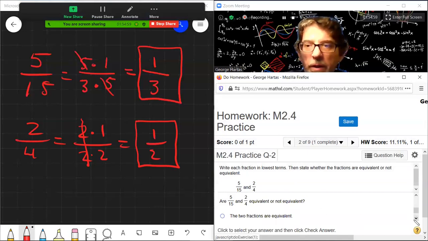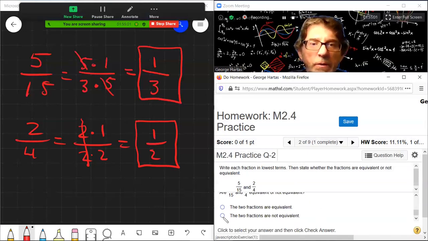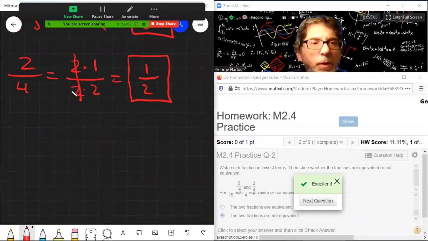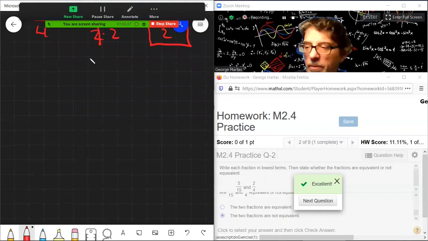Are they equivalent? And the answer is no. Again, I'm going to review this other technique. It helps to know both.